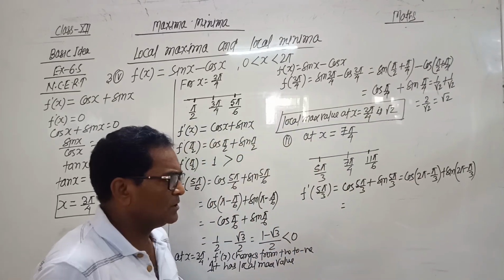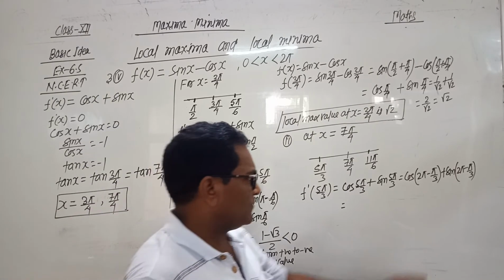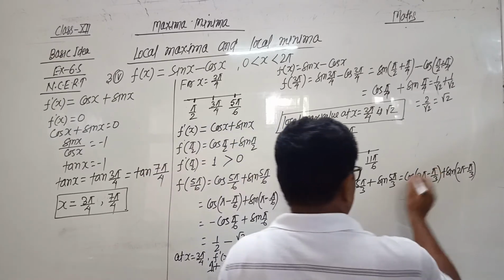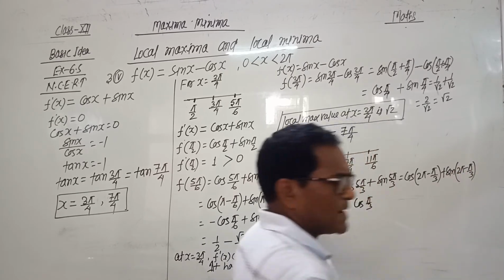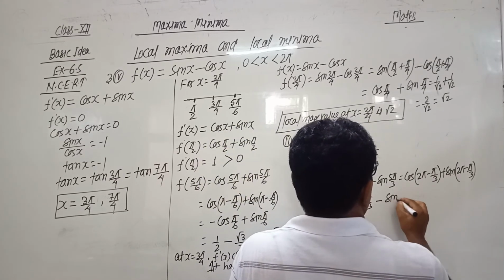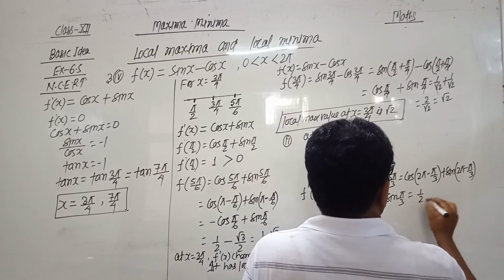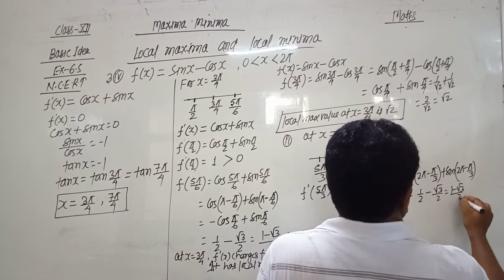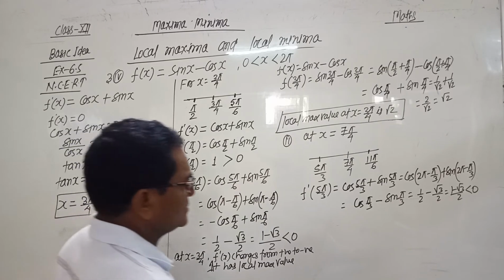Now cos 2 pi minus pi by 3 is in the fourth quadrant. In the fourth quadrant, cos is positive, so it gives cos pi by 3, and sin 2 pi minus pi by 3, in the fourth quadrant sin is negative, so minus sin pi by 3. The value of cos 60 degree is 1 by 2, and the value of sin 60 degree is root 3 by 2. So this is 1 minus root 3 by 2, which is less than 0.